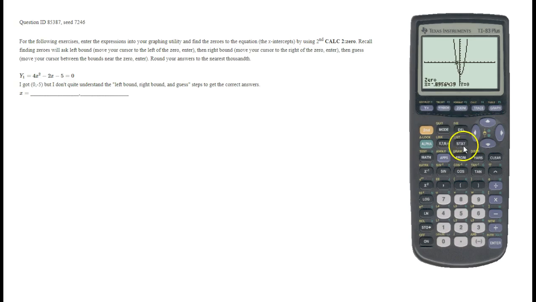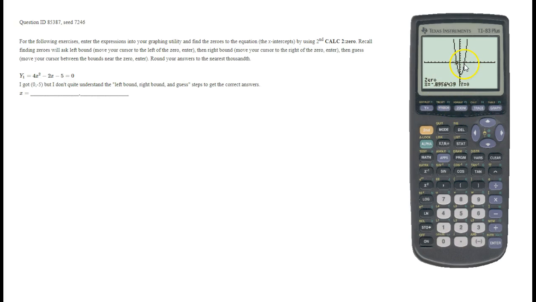Enter. So it looks like the zero is negative 0.8956439, and I think it says round to the nearest thousandths, so it'd be negative 0.896. So the nearest thousandths: tenths, hundredths, thousandths.